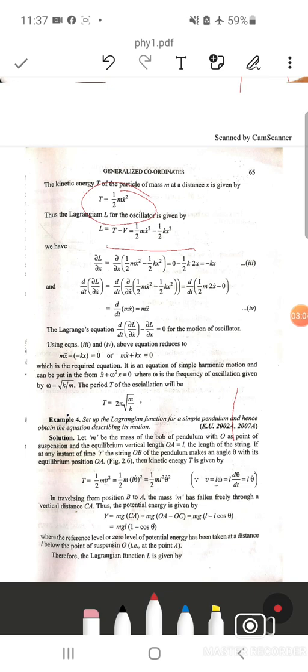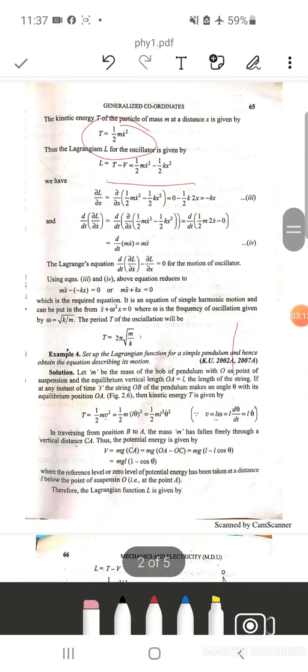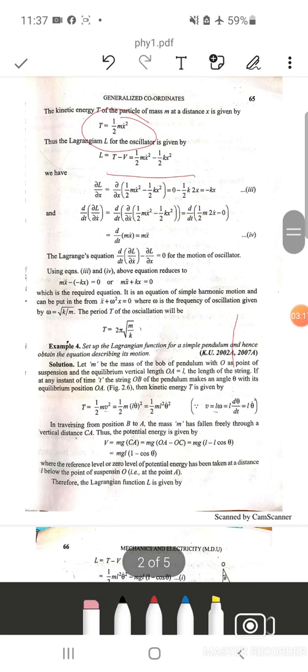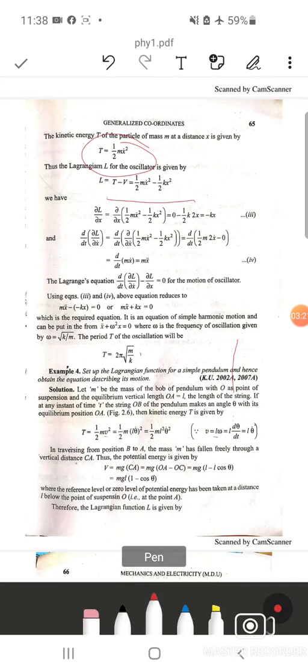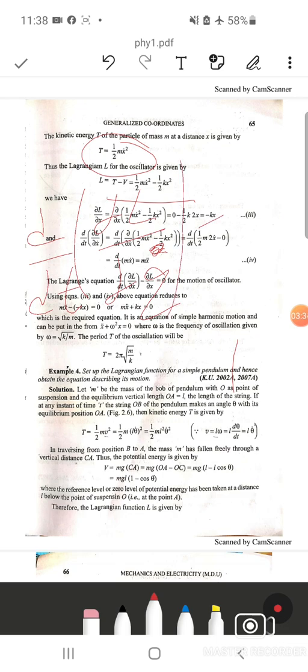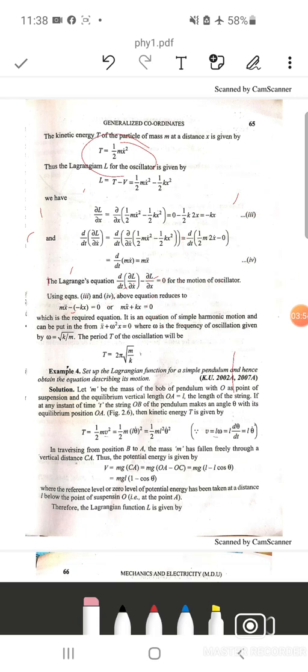Then, as we know, the Lagrange equation is given by d/dt (∂L/∂q̇) - ∂L/∂q = 0, where q_k are the generalized coordinates, if there are k of them. Let us find the values of ∂L/∂q̇ and ∂L/∂q. As L is given by this equation, we find ∂L/∂x and also ∂L/∂ẋ.